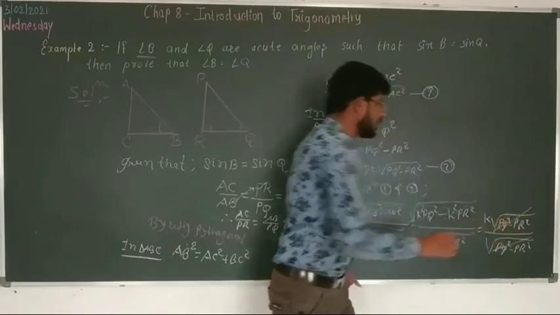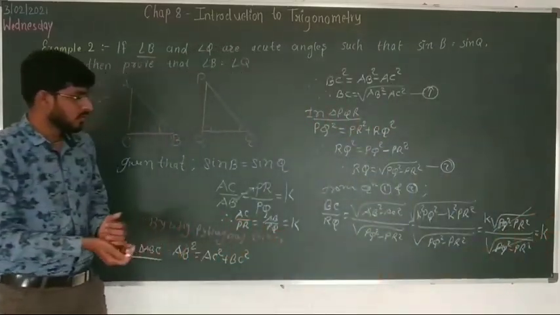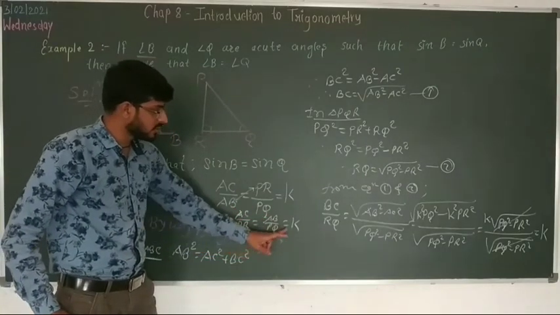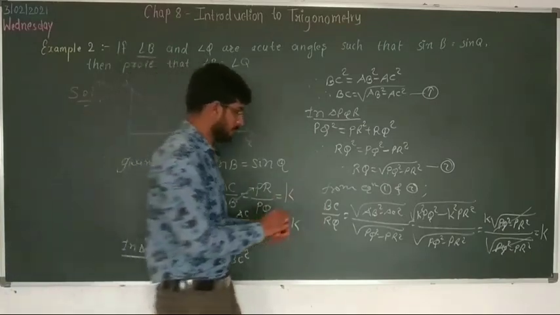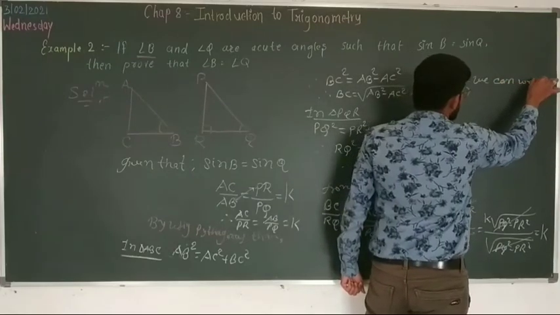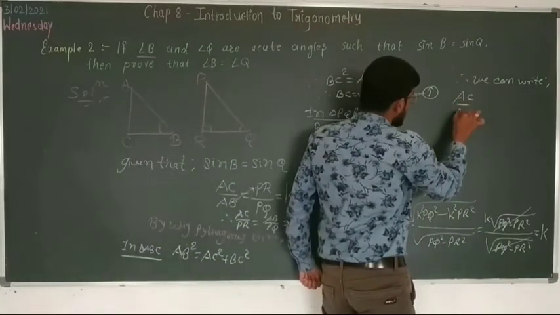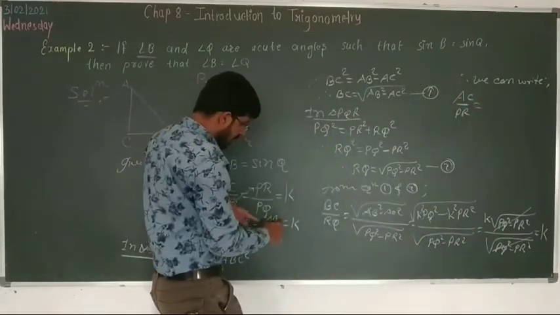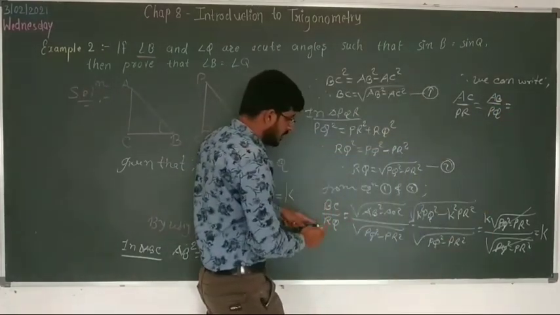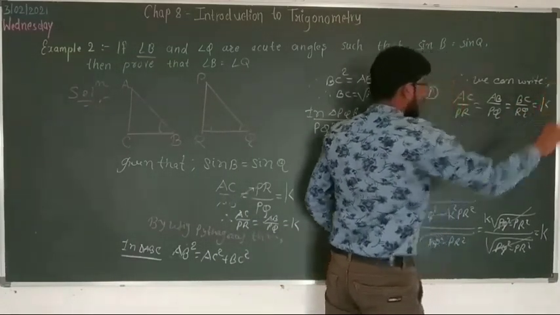So under root PQ square minus PR square cancels out. So we get K. Now see, it means AC upon PR is equal to AB upon PQ is equal to BC upon RQ. Therefore, we can write AC upon PR is equal to AB upon PQ is equal to BC upon RQ, which is equal to K.